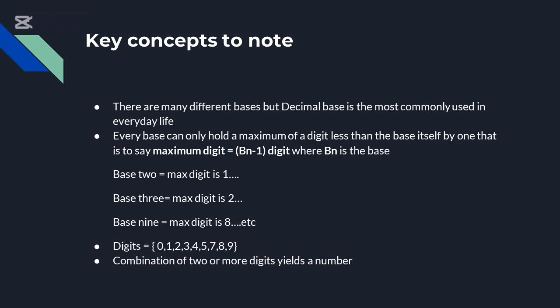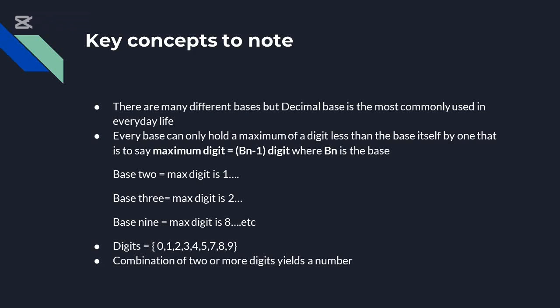For example, base 2. To get the maximum digit base 2 can hold, you get base 2 minus 1 to give us 1. So the maximum digit in base 2 is 1. Base 3, the maximum digit is 2. How did you calculate it? 3, which is the base, minus 1 to give us 2. Then base 9, we also get the maximum digit by calculating the base itself minus 1 to give you 8, plus many more.